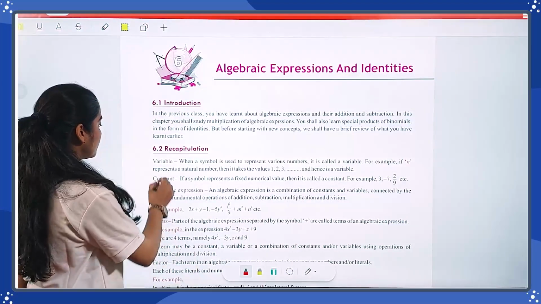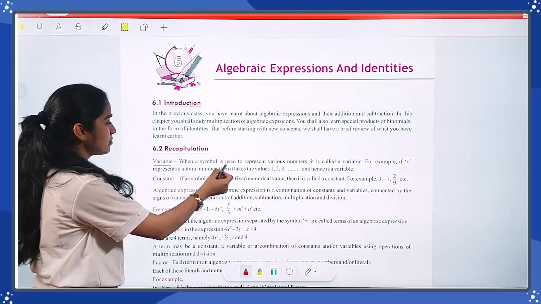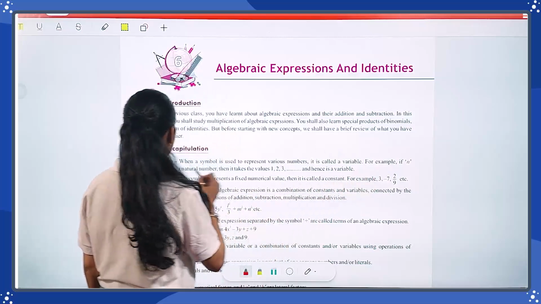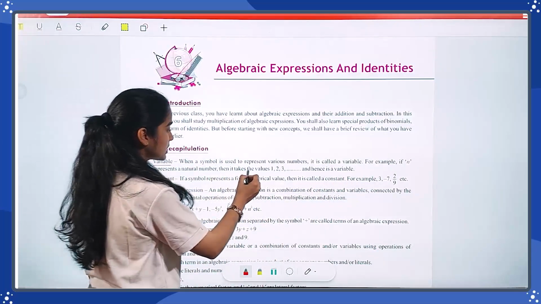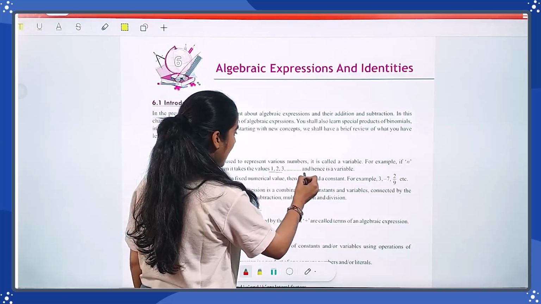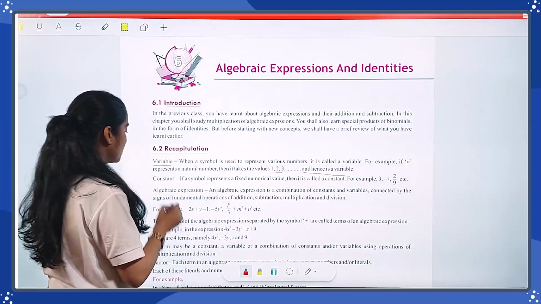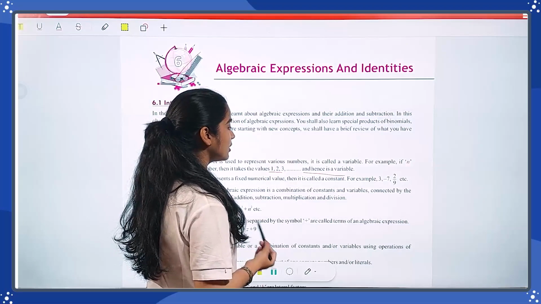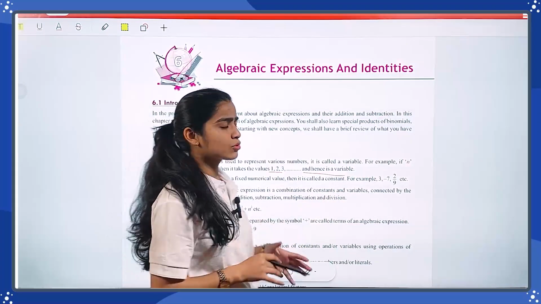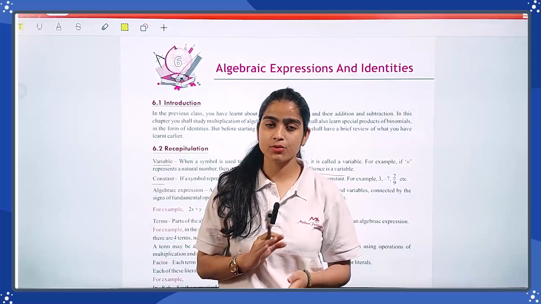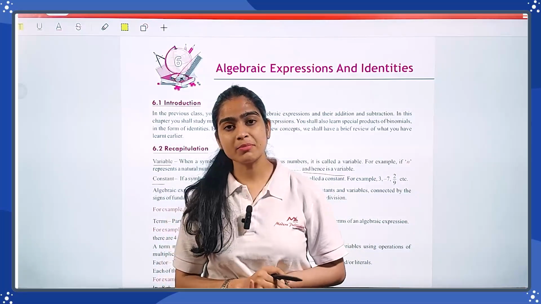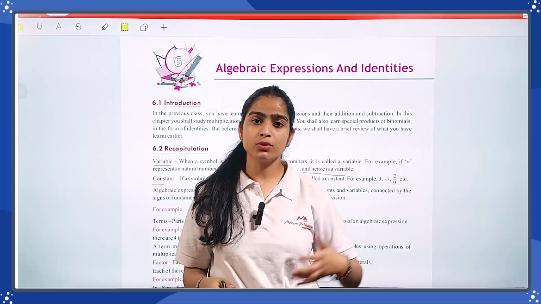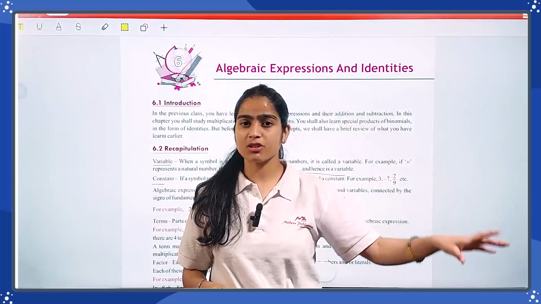We already learned what is a variable. Variable: when a symbol is used to represent various numbers, it is called a variable. For example, if n represents a natural number, then it takes the value of 1, 2, 3, and hence it is a variable. Constant: if a symbol represents fixed numerical values, then it is called a constant. For example, in variables and constants, what you have to first differentiate now. Variables means any alphabet having a particular value, and the value could be anything, 1, 2, 3, 4, 5, 6, any natural number it could be.